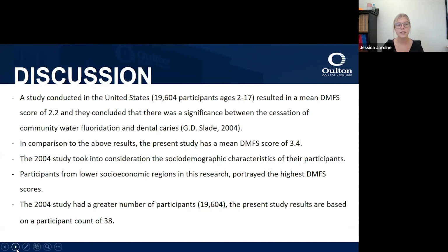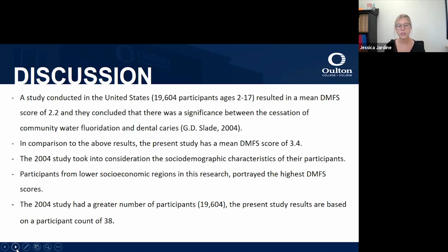Alrighty, so a study was conducted in the United States based on roughly 19,000 participants ages 2 to 17, and it resulted in a DMF score of 2.2. They concluded that there was a significance between the cessation of community water fluoridation and current dental caries in those children. In comparison to the above results, the present study that was conducted had a mean DMFS score of 3.4.